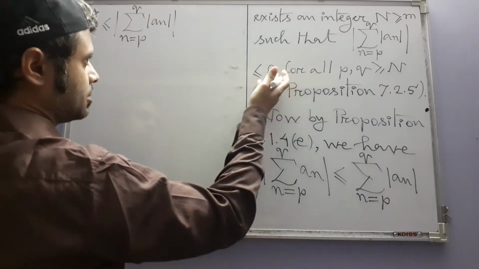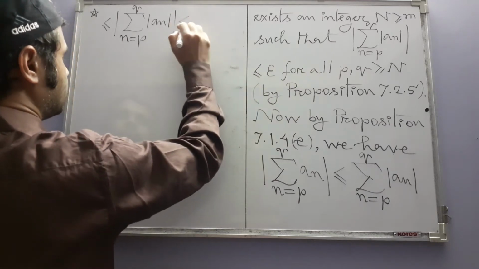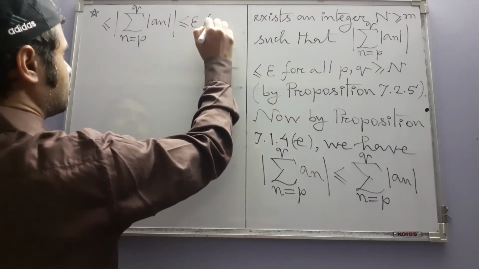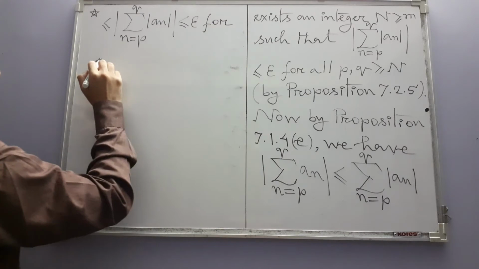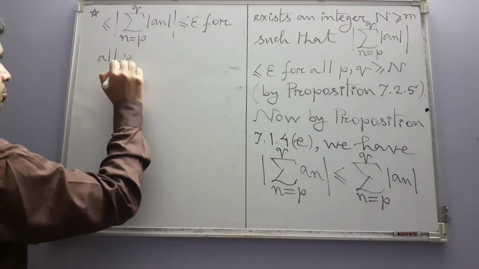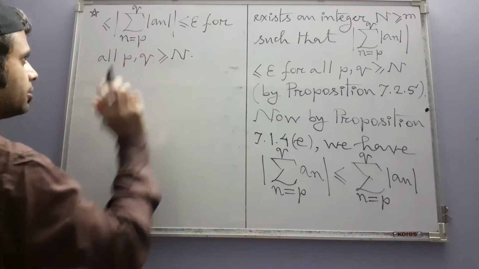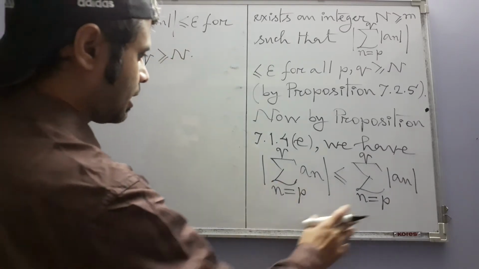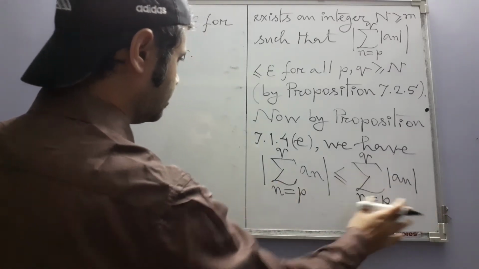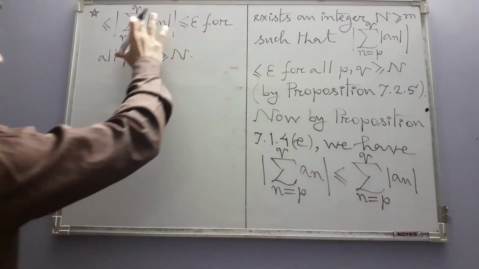And that of course is less than or equal to epsilon for all P and Q greater than or equal to n. How do we justify the second inequality, that this is less than or equal to this?